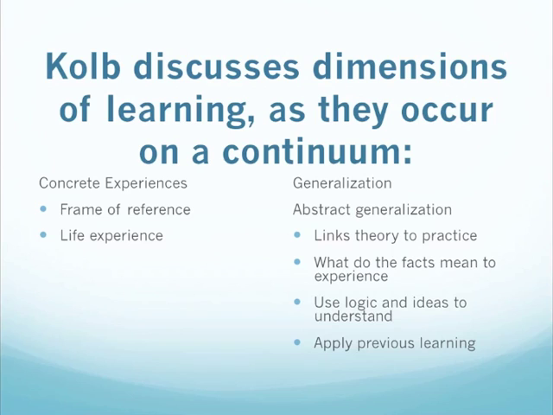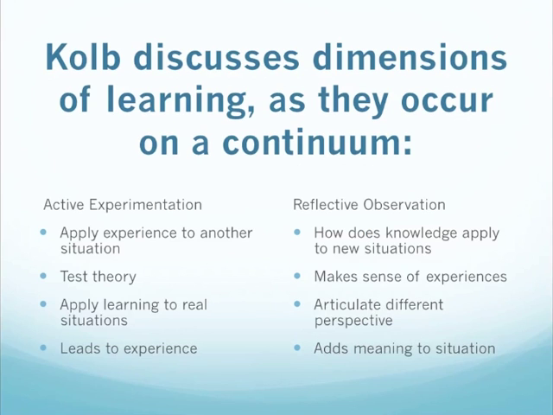So for me, I'm teaching in a 2-year associate degree nursing program. The generalization, that theory piece, is when I can have the students tap into what they've learned freshman level, what they've learned in previous classes, what the core concepts are that track through our curriculum. The continuum between active experimentation and reflective observation is where they're applying the experience to another situation, and reflection allows them to do that.